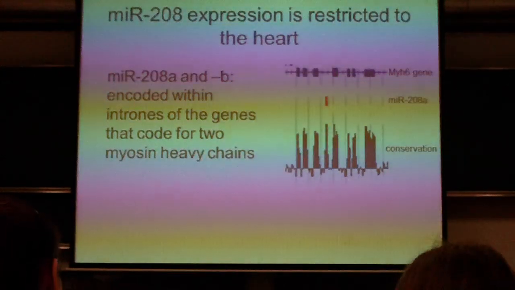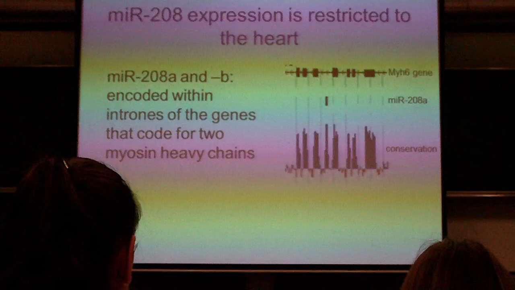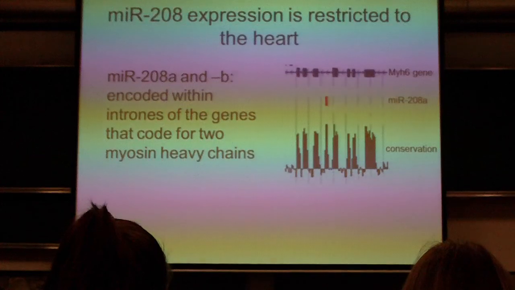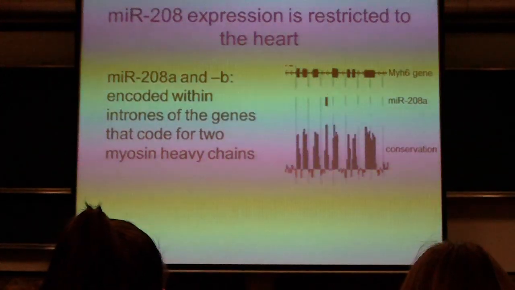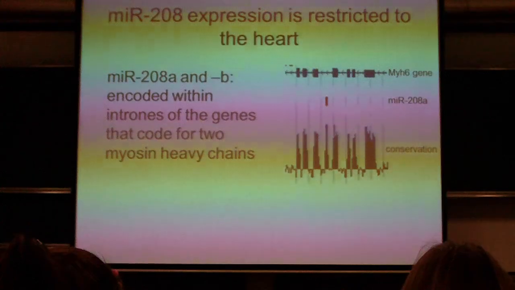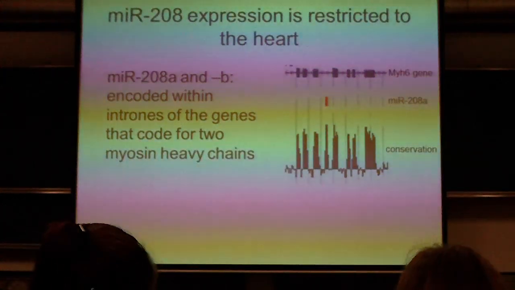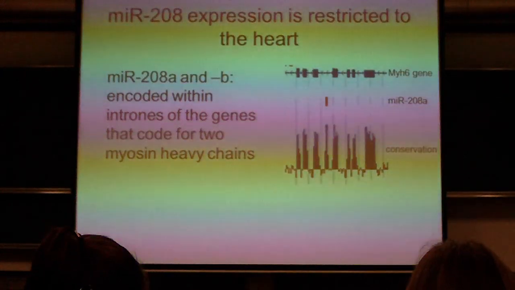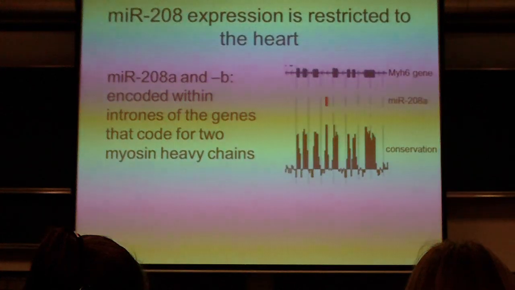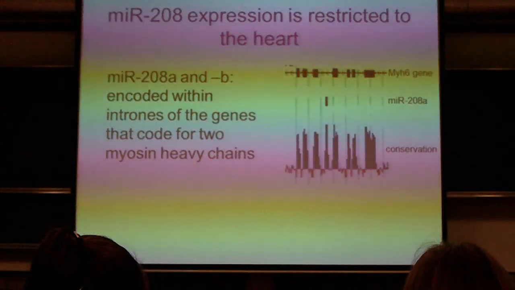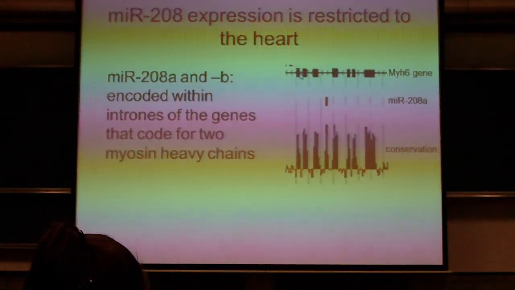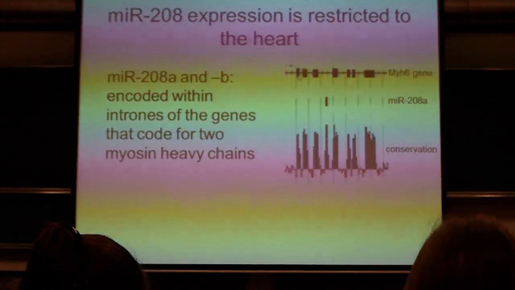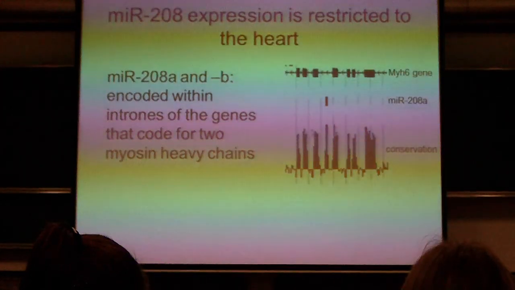So then there is this microRNA 208 that I've already been talking about, which is restricted to the heart. It is encoded within the introns of the genes that encode for the 2 myosin heavy chains. So microRNA 208A is encoded within the myosin heavy chain 6 gene, which is also the alpha myosin heavy chain gene. And microRNA 208B is encoded within the beta gene, that's the myosin heavy chain 7. You can see that the conservation, which always strikes people, is quite high. So you have the introns here in the blue boxes, the introns of the myosin heavy chain gene, and you can see that the conservation is very good.